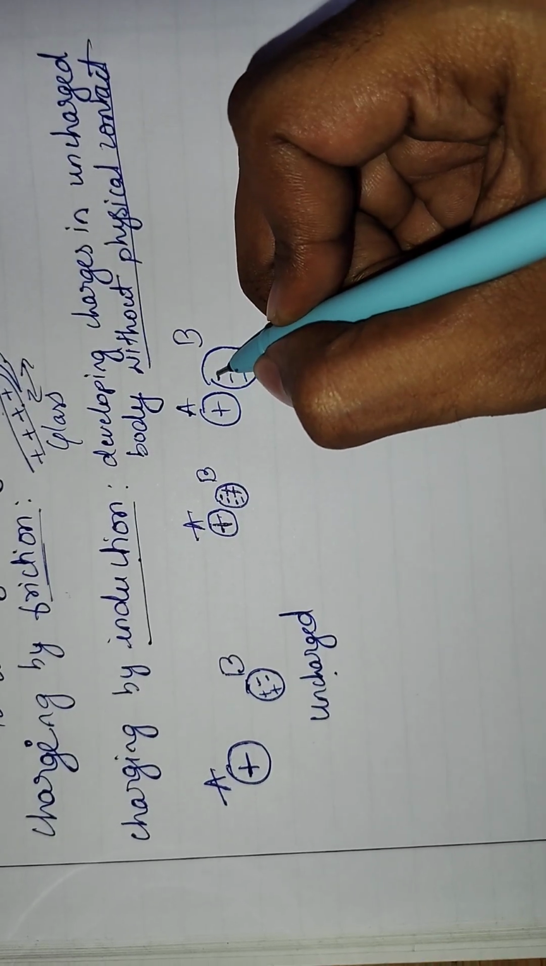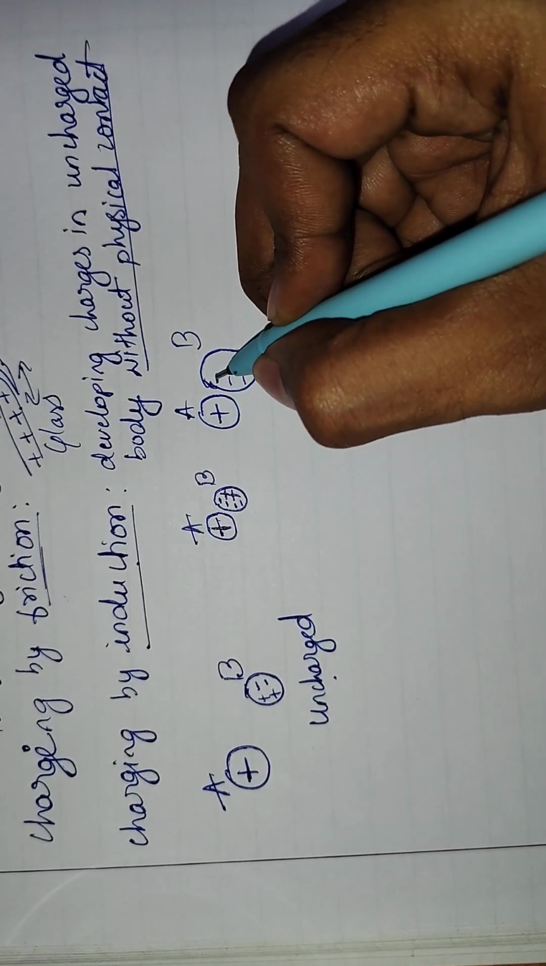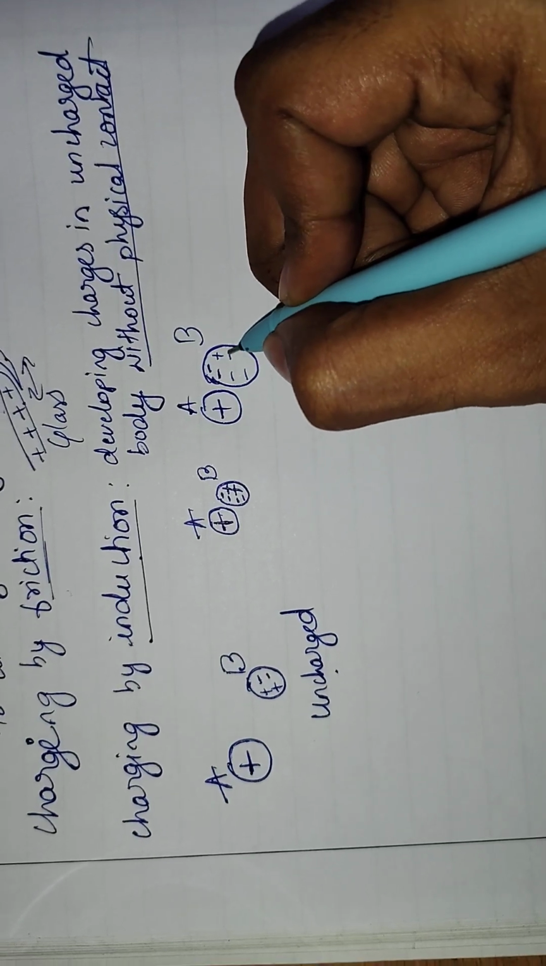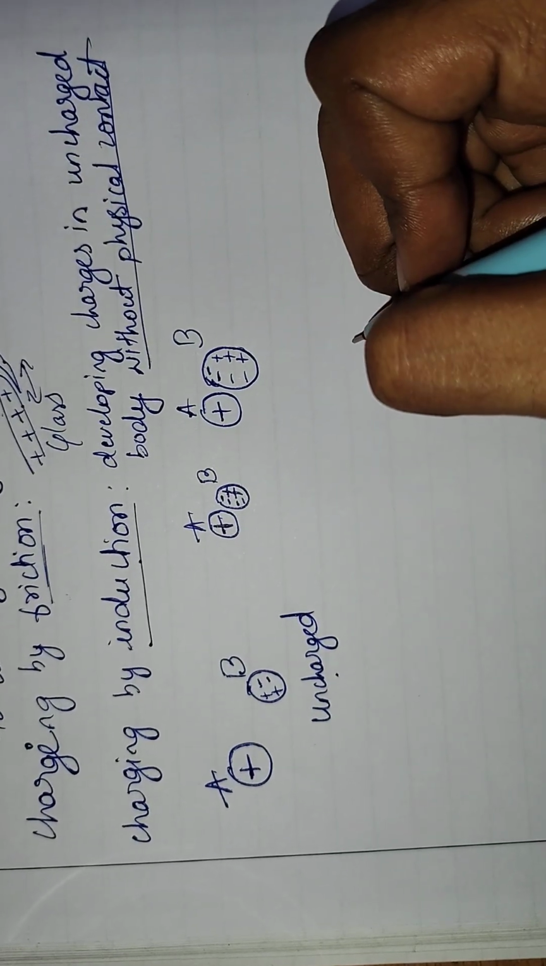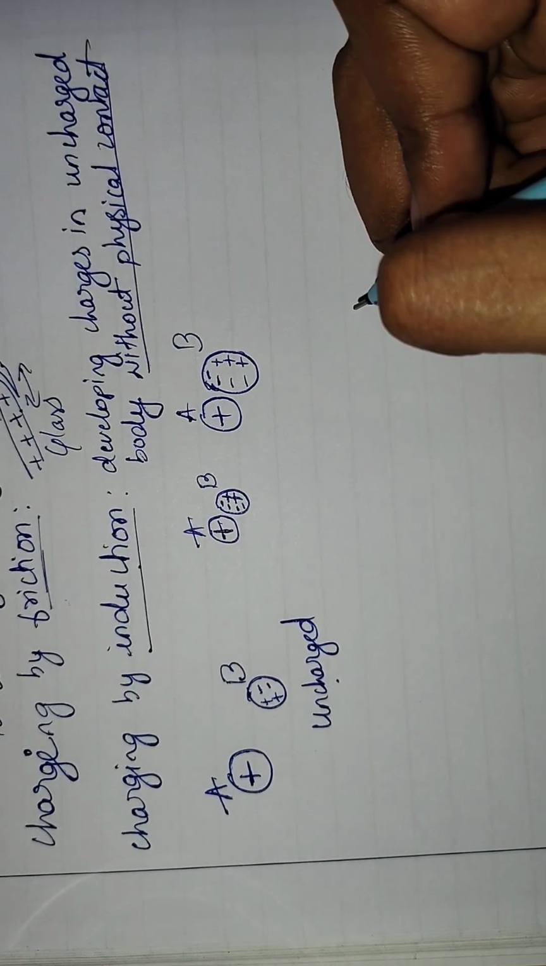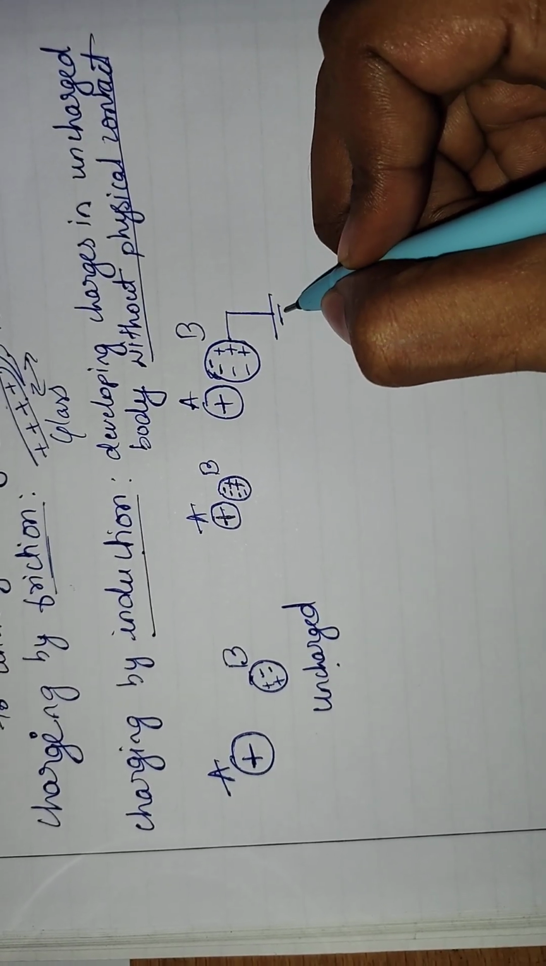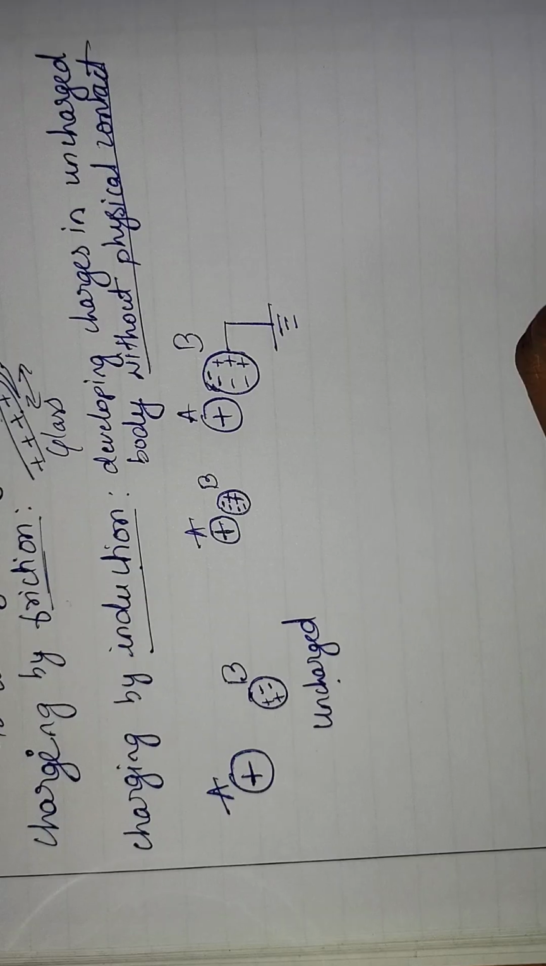Due to this close proximity of positive charges, all the negative charges will accumulate in this surface, and all the positive charges will accumulate in the opposite surface. Now you take one metallic wire and connect this side of the surface to the earth.